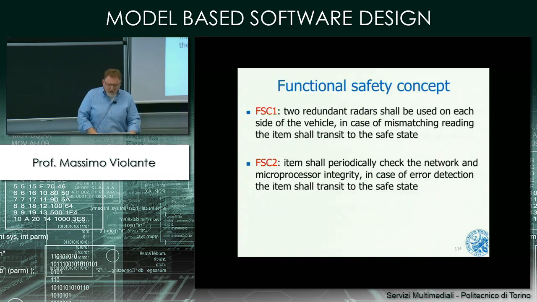Then, how can we implement the safety goal? So how can we reach the safety goal? Through the functional safety concept. The first one could be, we want to be able to always provide the correct distance. So we may have redundant radars. So on each side of the vehicle, we could have 2 radars, and in case of mismatch in the readings, the item shall enter the safe state.